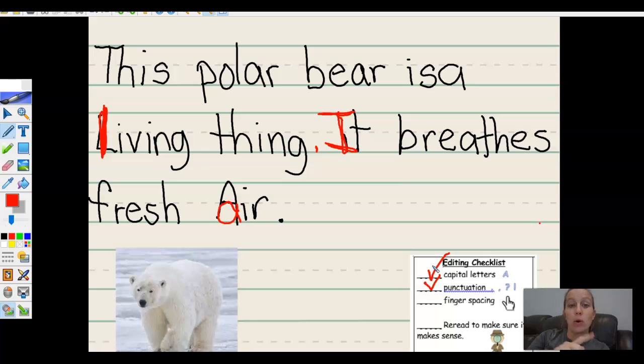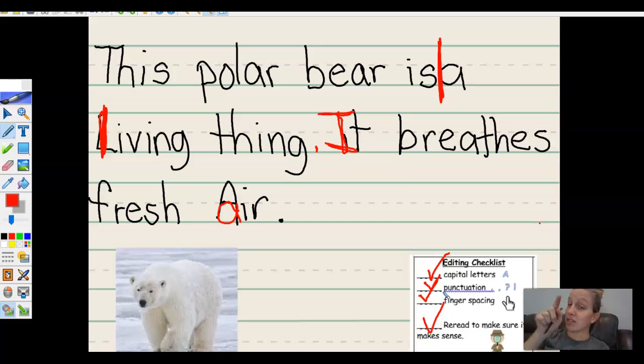This polar bear is a living thing. It breathes fresh air. All right, last thing we do is check to make sure it makes sense. This polar bear is a living thing. It breathes fresh air. It does make sense.